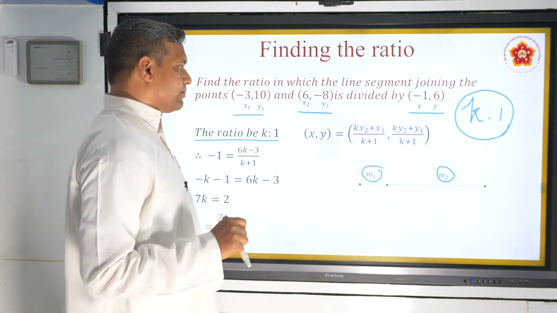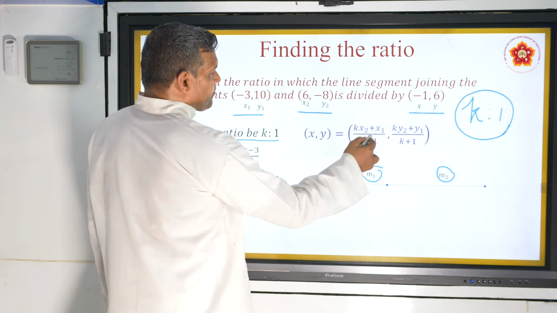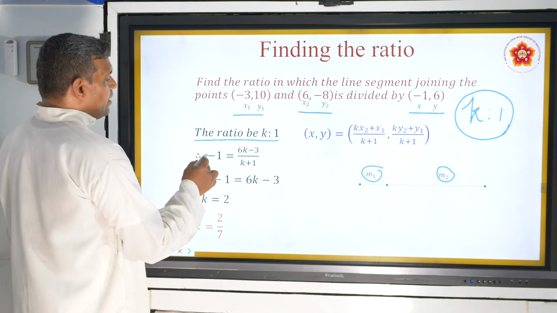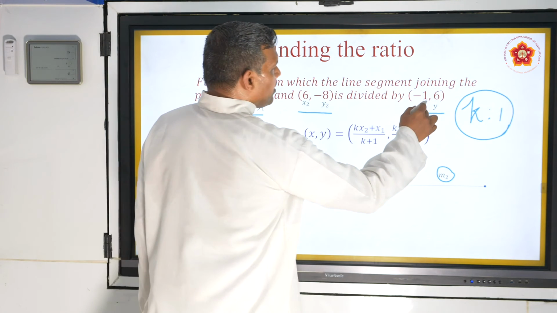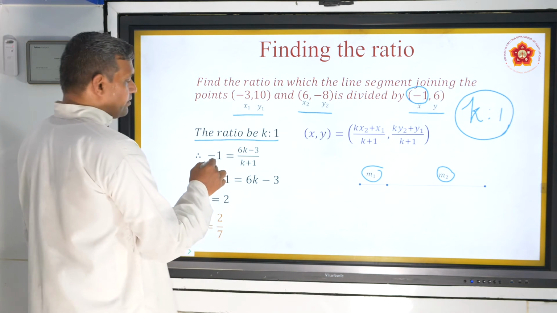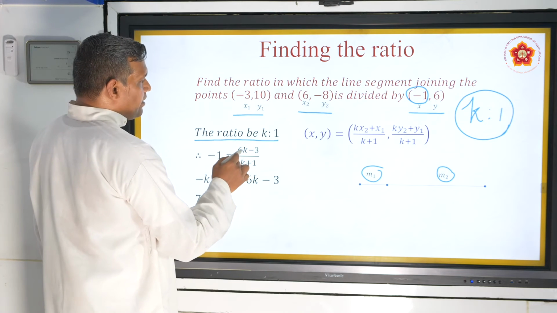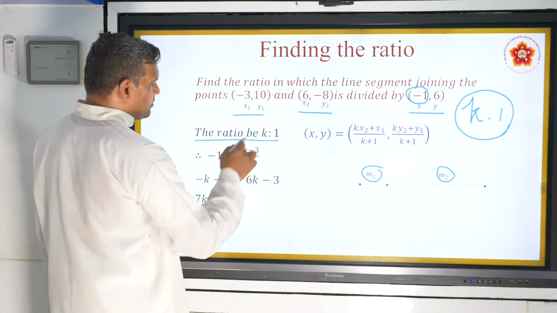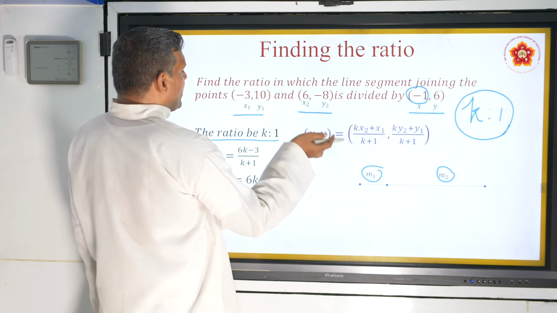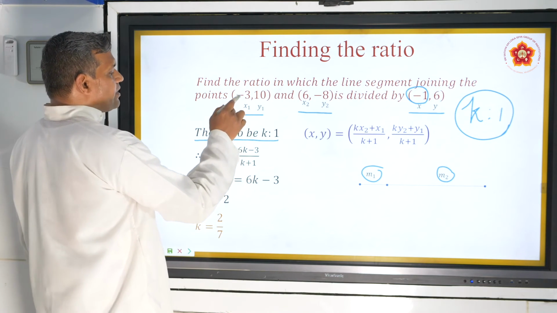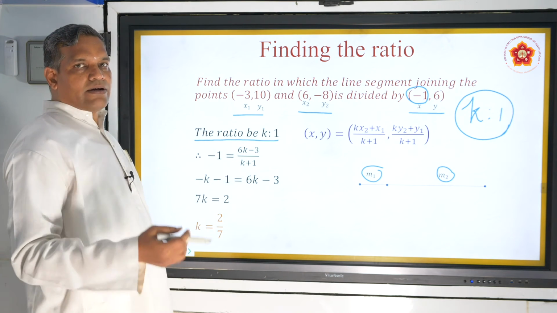So how do I solve? See, x is equal to what? x is equal to kx2 plus x1 by k plus 1. So what is the value of x? I will search. The value of x is minus 1. Bring that minus 1 here. It is equal to kx2, k is k. What is x2? Search. 6. So 6k. Next, what do you have? Plus x1. The x1 value is minus 3. So plus minus 3 by k plus 1. Finished. That's all. I got the answer almost.